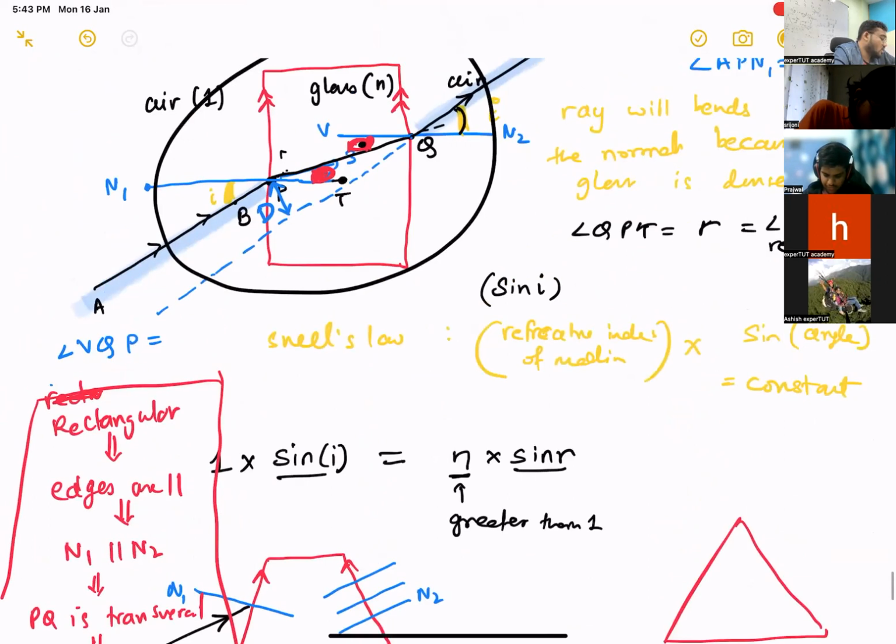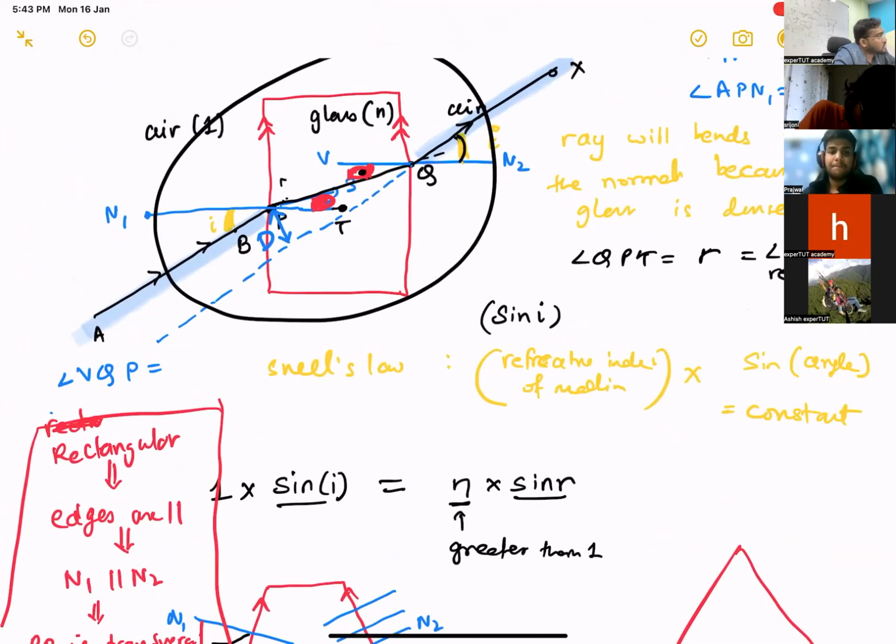So therefore, the angle between AB and QX is 0. How much has AB turned? When AB went inside and came out, it became QX. How much is that turned? 0 degrees. So what is the deviation? Angular deviation is 0 degrees. That's why the angular deviation is 0 degrees.